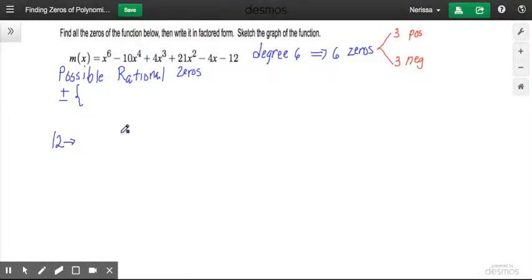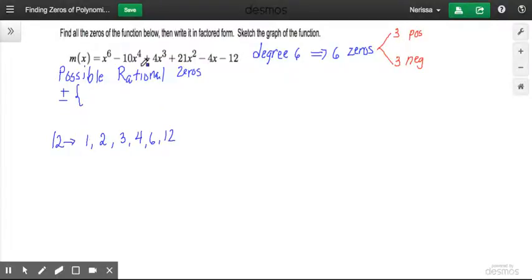And then we find the factors of 12. We know that 12 is 1 times 12. Therefore, 1 goes into 12. 12 is 2 times 6. So 2 goes into 6. 12 is 3 times 4. So 3 goes into 12. So 3 times 4 gives us 12. 2 times 6 is 12. And 1 times 12 is 12. So these are the factors of 12.